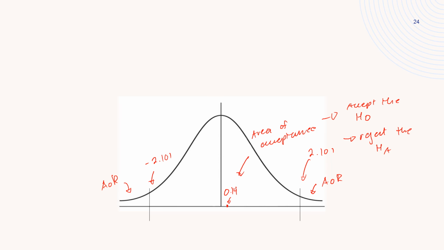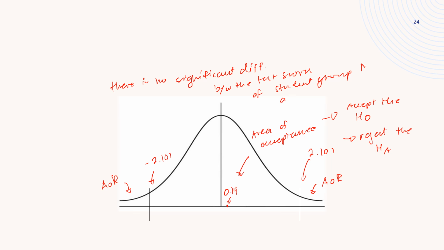Okay, so our conclusion, to make it a lot simpler, is there is no significant difference between the test scores of student group A and group B. Okay, so that would be our conclusion.